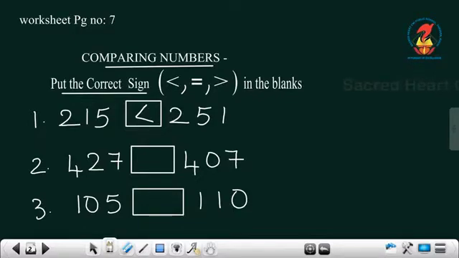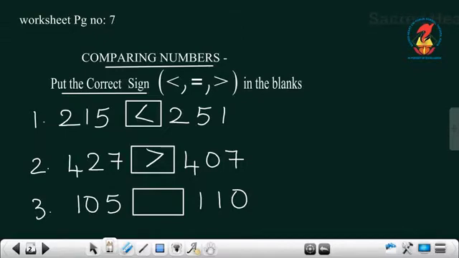Now, which is greater in the second question? 427 and 407. 427 is a greater number. So, how will you put the sign? The crocodile will open the mouth and eat the greater number. Now, how will you read it in a mathematical way? 427 greater than 407. Got it?